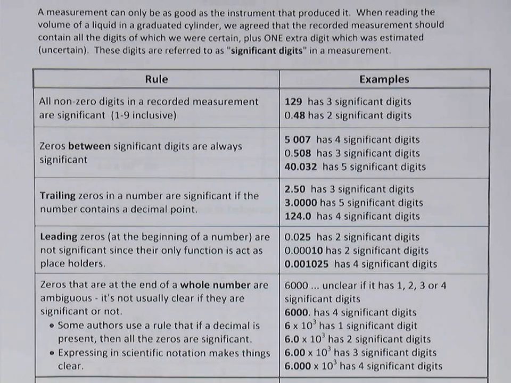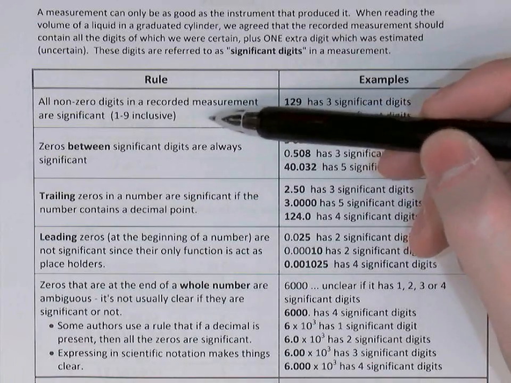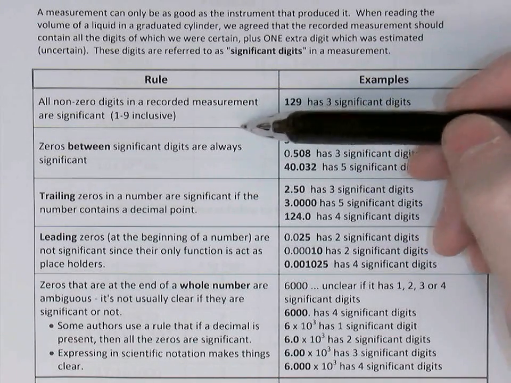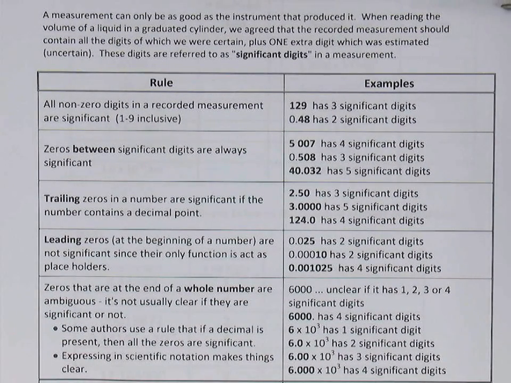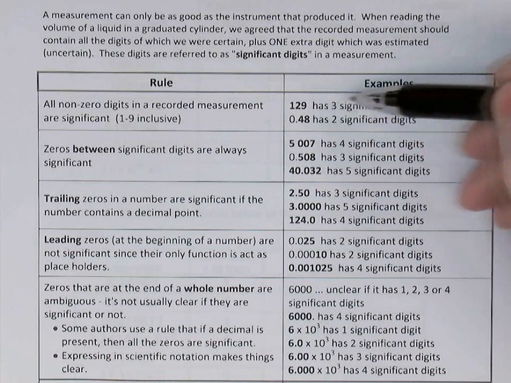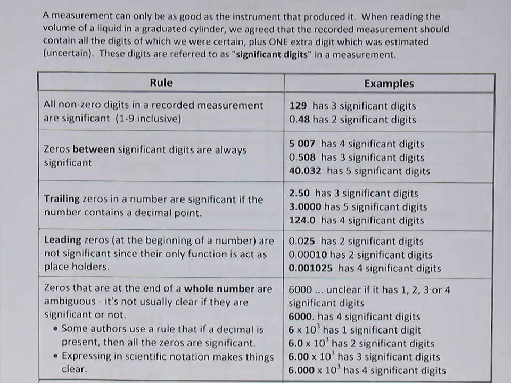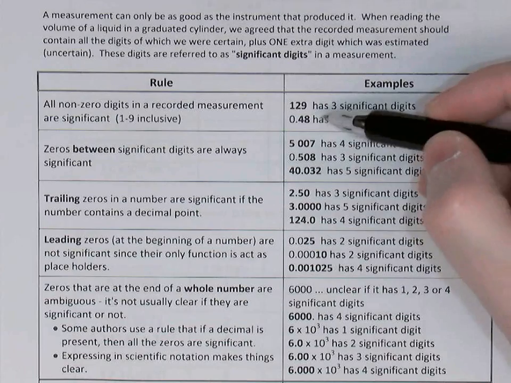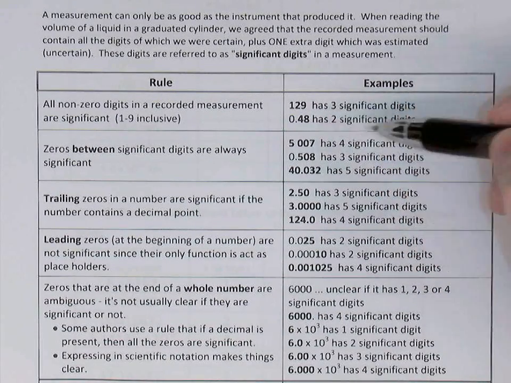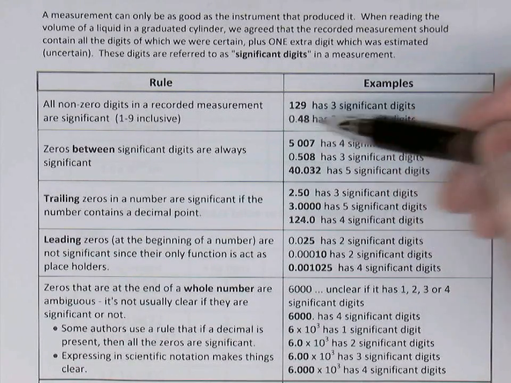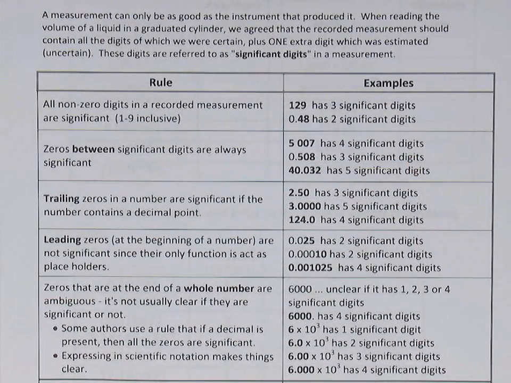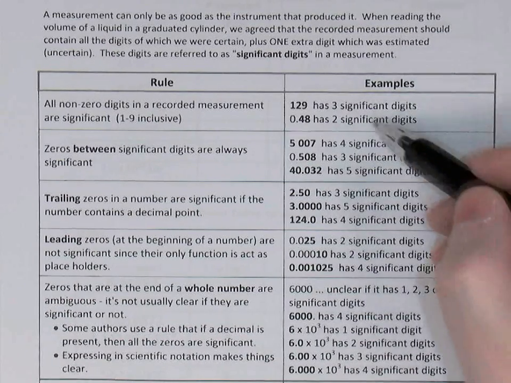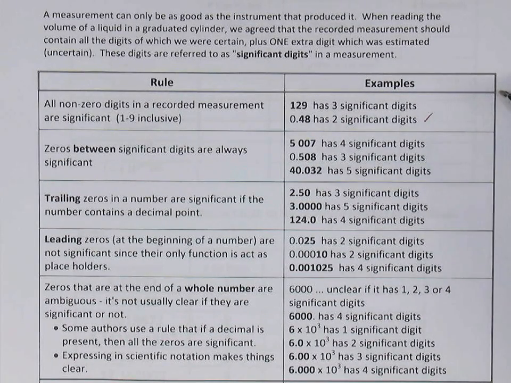So the easiest thing about measurements when you're trying to figure out how many of the digits are significant is that non-zero digits, any digit from 1 to 9 in the recorded measurement, can be assumed to be significant. So if you see 129, you can be sure that all three of those digits are significant. In the measurement 0.48, we'll see in a little bit why this first zero is not considered significant, but the 4 and the 8, because they're non-zero digits, are definitely significant, so that number has two significant digits as well.